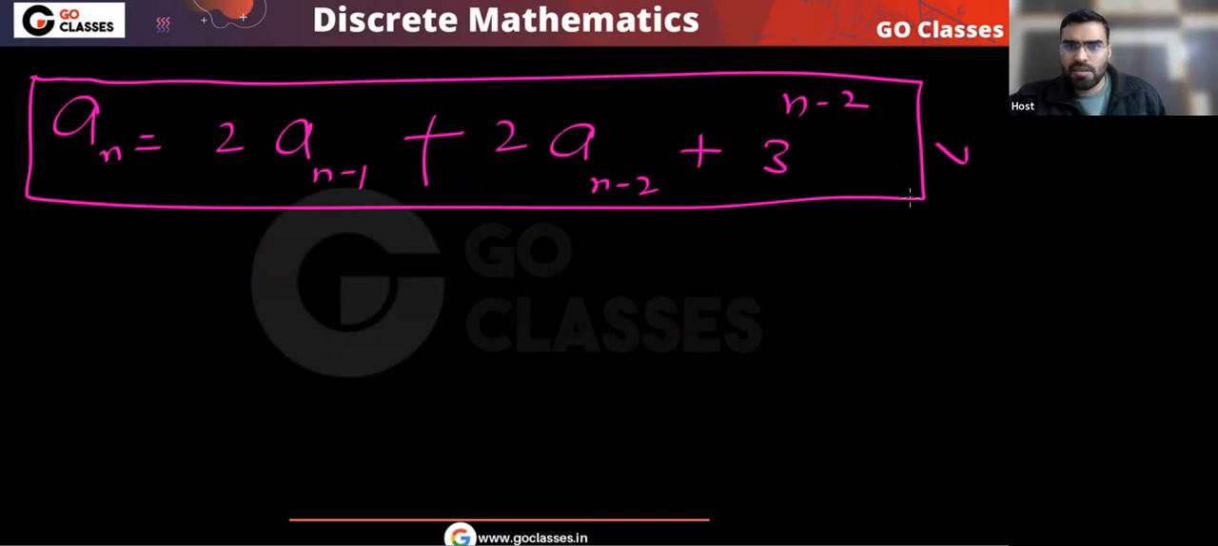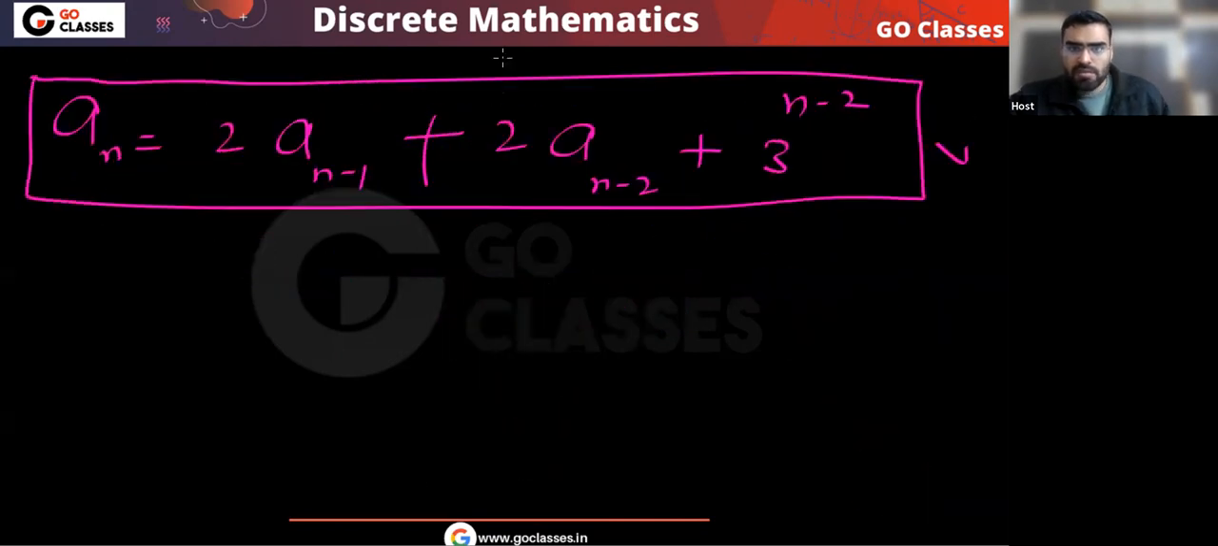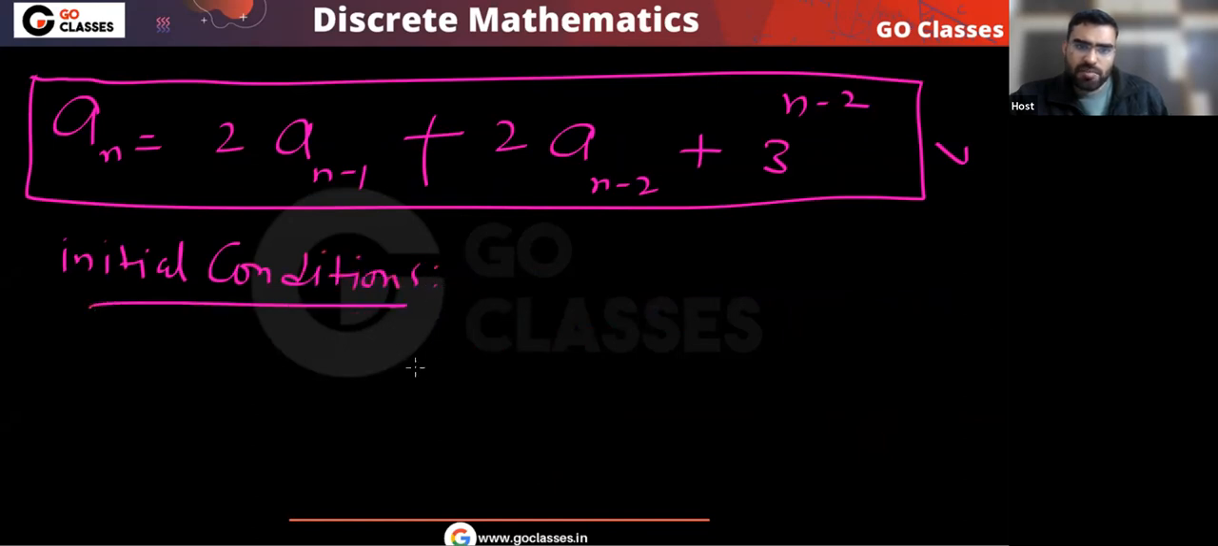So is this clear? Can you write the recurrence relation for the combinatorics problems? You can write the initial conditions also. Initial conditions are very simple. What is a2? A2 will be 1 because consecutive 0 must be there. Okay, A2 will be 1.